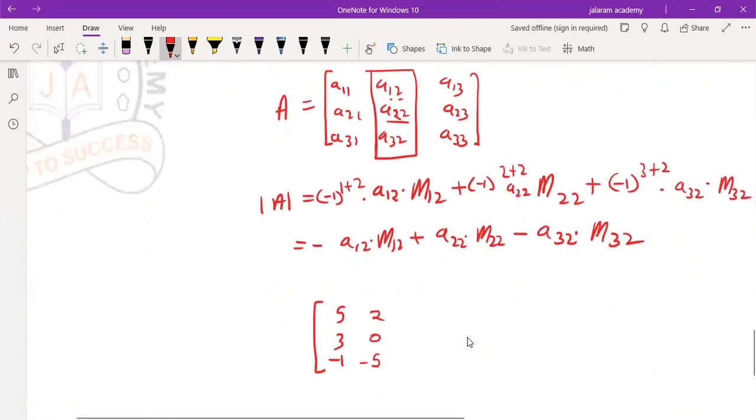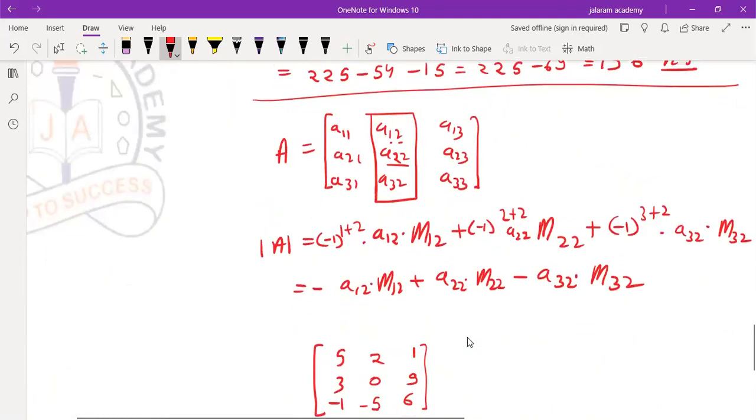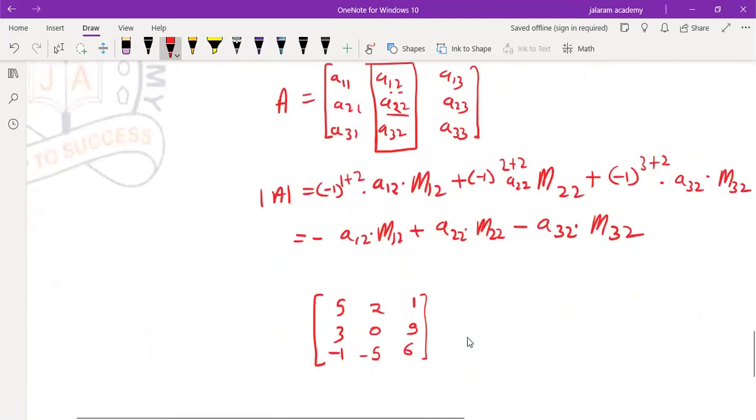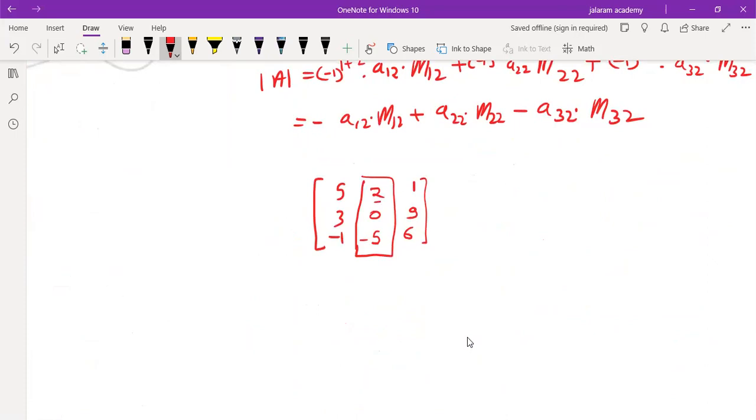Third is 1, 9, 6. Check it once. 5, 3, minus 1. 2, 0, minus 5. 1, 9, 6. Okay. Now we will use this column. Clearly it is second row, first column. Means 2 plus 1, 3 is odd. So it will start with minus.